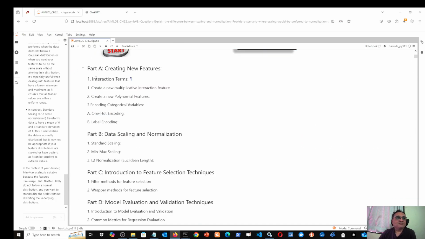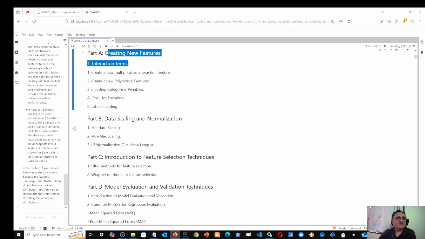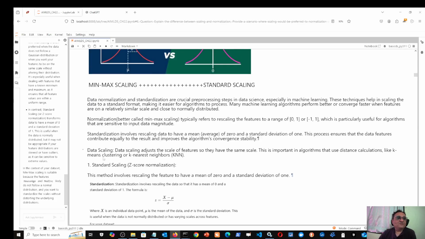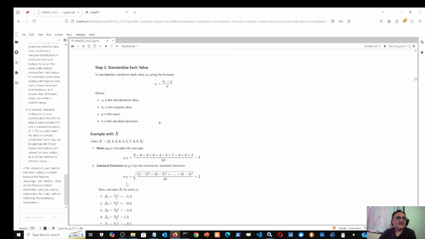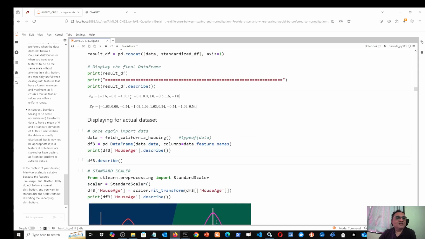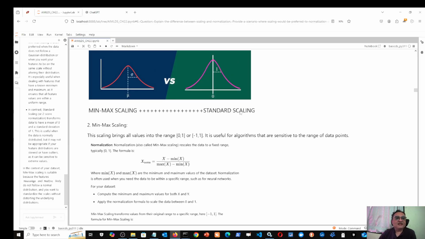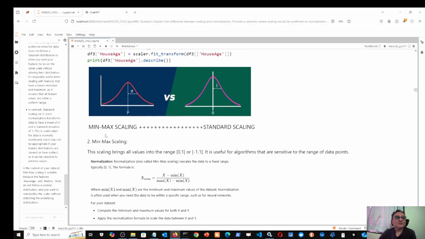So here our chapter was like this. First was creating new features, then data scaling and normalization. And in data scaling and normalization, we did about min-max scaling, standard scaling. Then we did about normalization. The most important difference between scaling and normalization is both min-max and standard scaling calculate the values over a column.